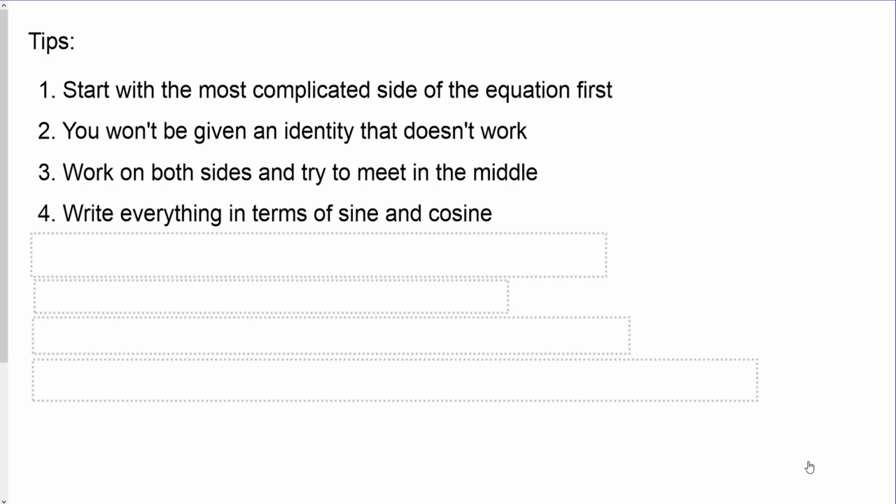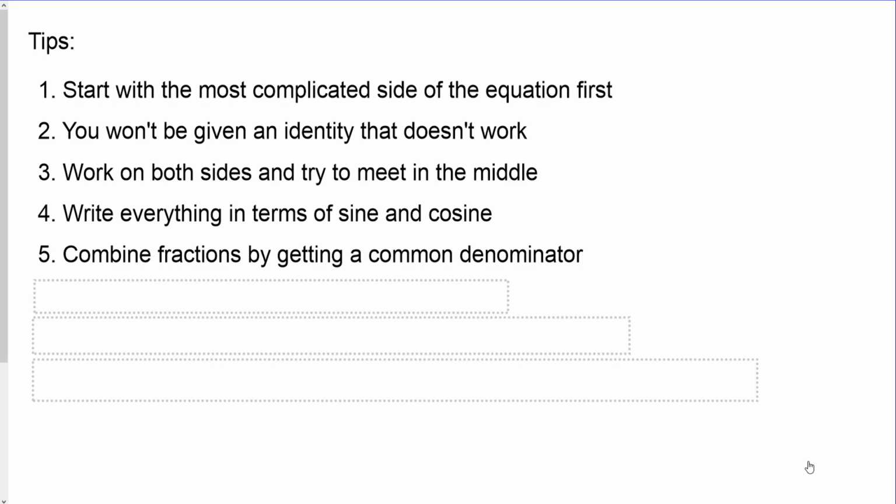Another great strategy, if you get stuck at any point, is to write everything in terms of sine and cosine. Use those fundamental identities, and that will often give you fractions that you can combine, things that might cancel. Writing everything in terms of sine and cosine usually is a very good strategy.